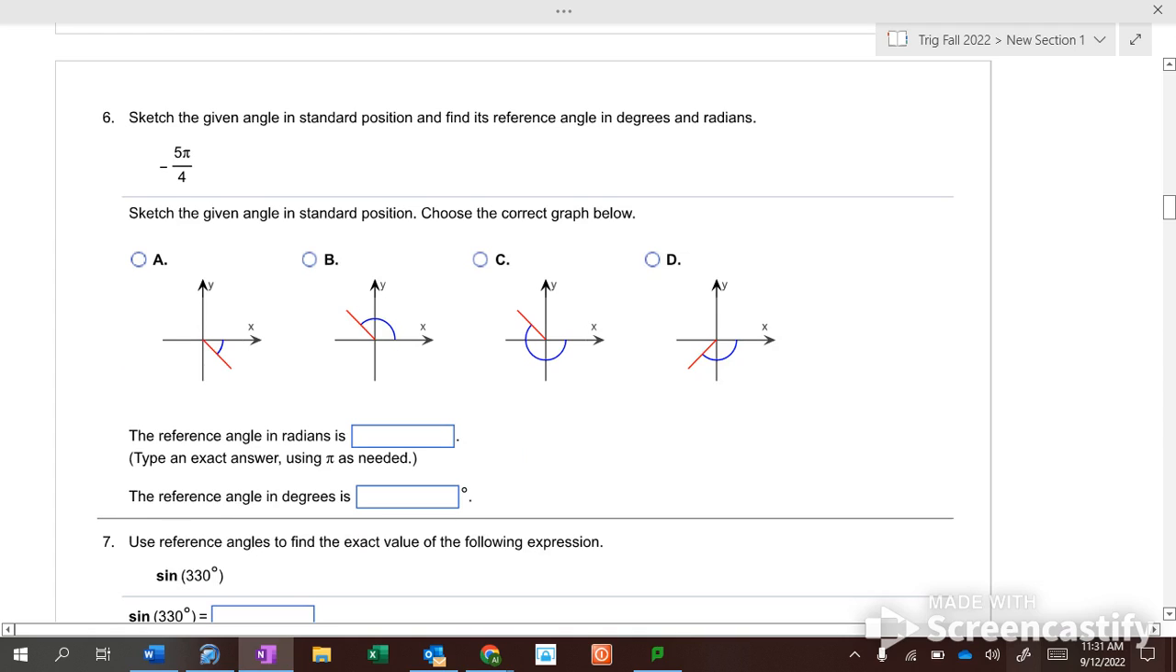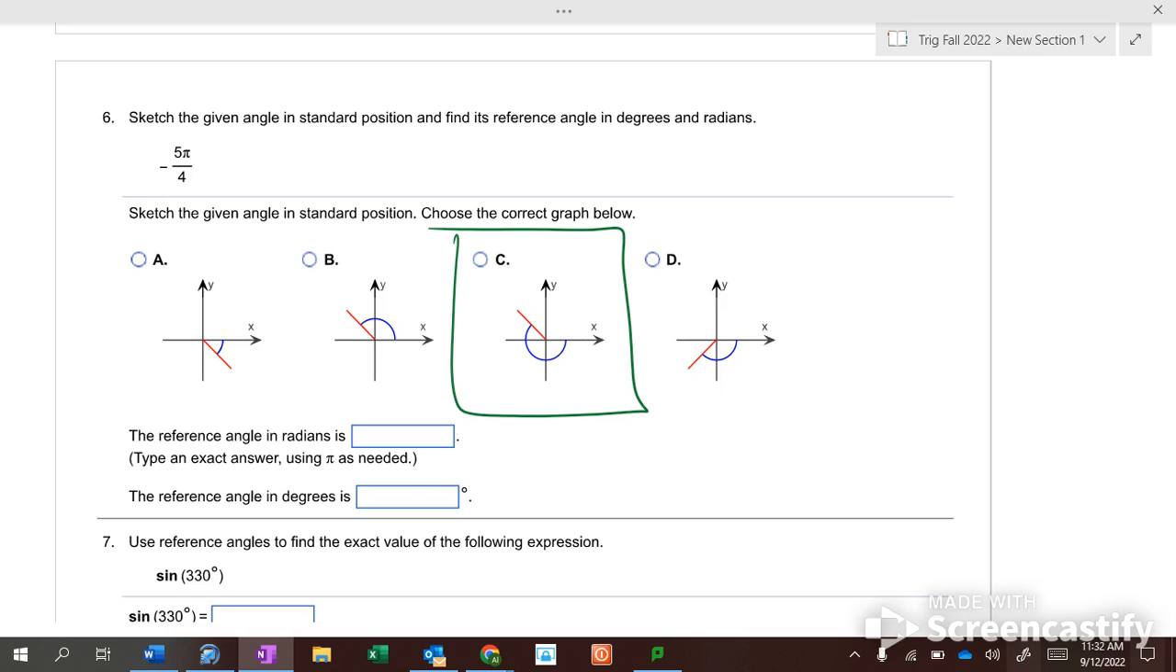Negative 5 pi over 4. Now, here you have to be careful because with negative 5 pi over 4, there are two lines in the same place that both could be answers. But what they're asking is which is the correct direction you go for negative 5 pi over 4. Would you go counterclockwise or clockwise? You actually go clockwise. So that is here, C. So that's the angle in standard position.